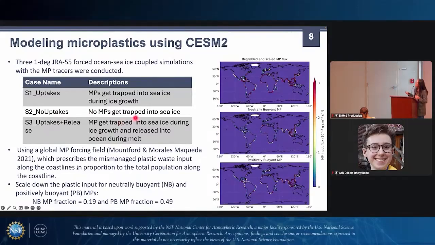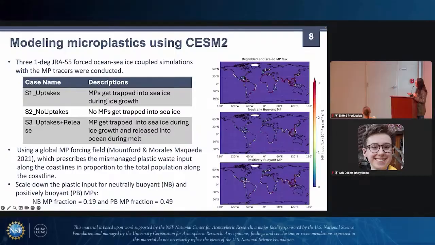So the model is forced by a global microplastic forcing field, which prescribes the mismanaged plastic waste input along the coastlines in proportion to the total population along the coastline. So we scale down the total plastic input for neutrally buoyant microplastics and positively buoyant microplastics by a factor based on the global demand for each type. So 19% for neutrally buoyant microplastics and 49% for the positively buoyant microplastics.